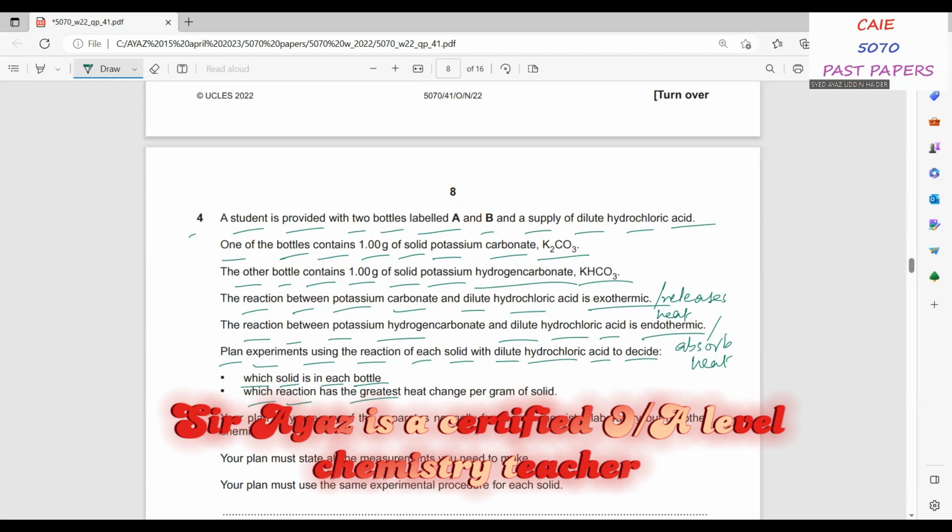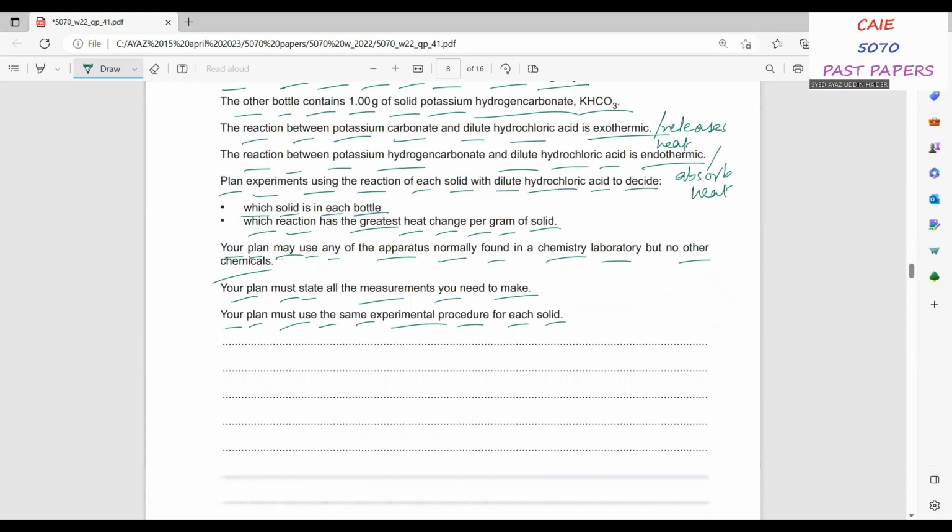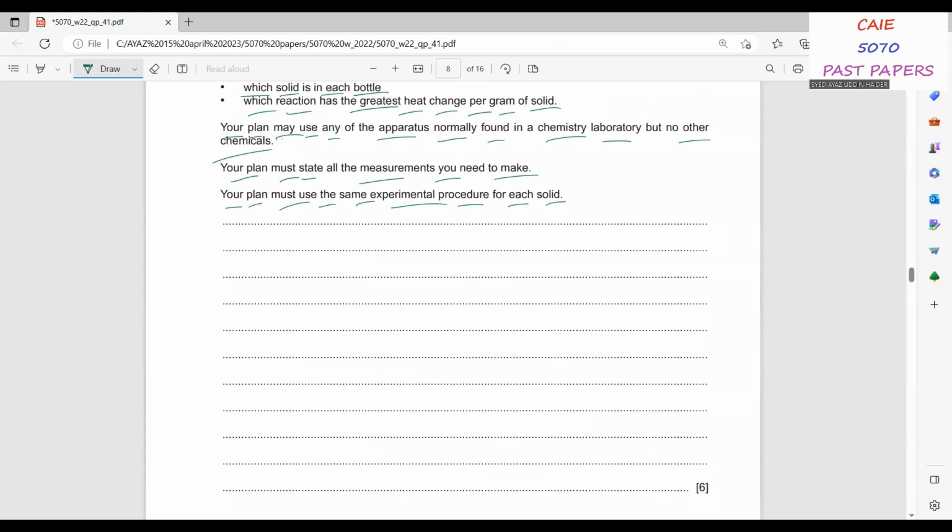Which reaction has the greatest heat change per gram of solid. Your plan may use any of the apparatus normally found in a chemistry laboratory, but no other chemicals. Your plan must state all the measurements you need to make. Your plan must use the same experimental procedure for each solid. So you have a 6 marks question.